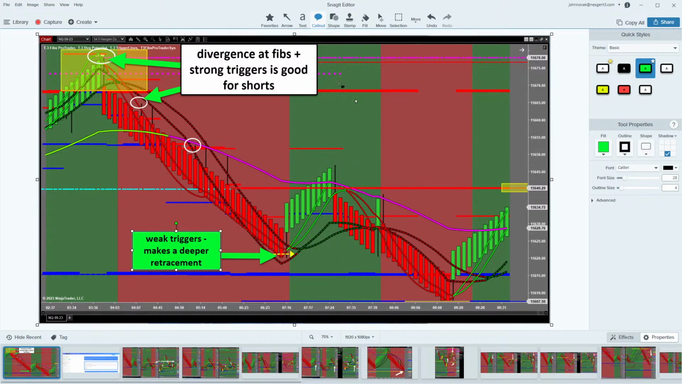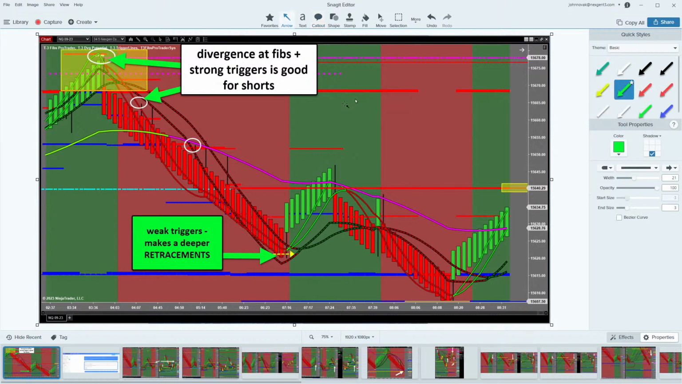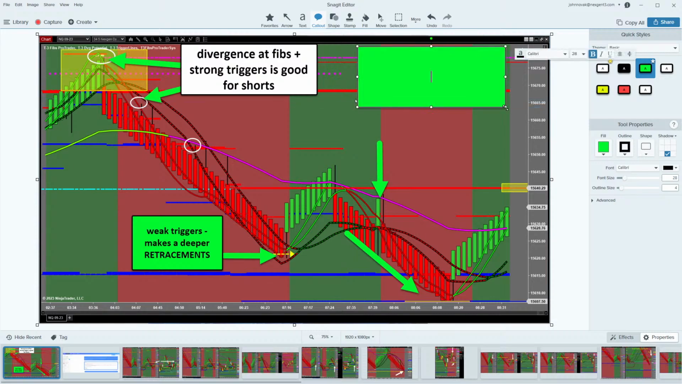Yeah, and you can't watch it enough. Again, whenever you have weak triggers that make a deeper retracement, this is where they run back up to the midband and fibs. And then after the small triggers roll over, they usually finish the business down to the fibs. This happens every day. This is like 90% of the time.